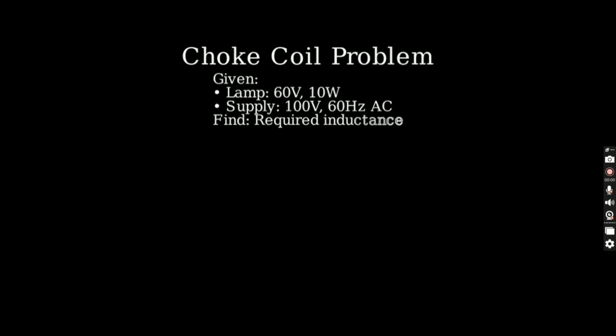Welcome. Today we'll solve a practical electrical engineering problem involving a choke coil. We need to determine the inductance required to run a 60-volt, 10-watt lamp on a 100-volt AC supply. Let's start by drawing our circuit diagram.